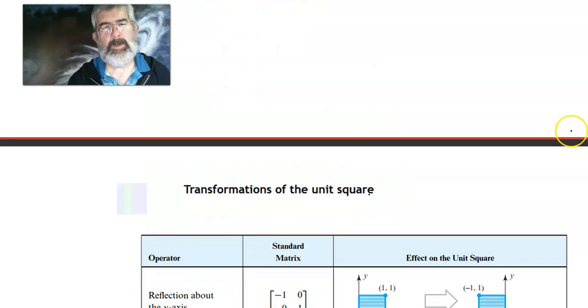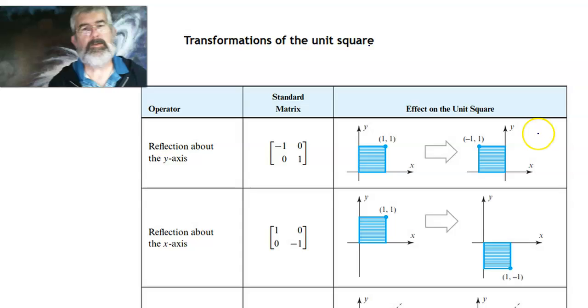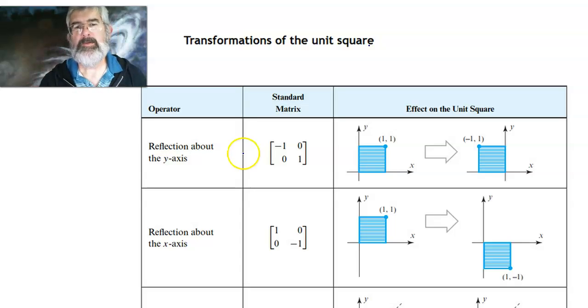Now, a way to visualize transformations is to look at what happens to the unit square. And by the unit square, I mean a square that's got one corner at the origin, one corner at 1, 0, one corner at 0, 1, and the other corner out here at 1, 1. And you say, what does the transformation do to that square? It gives you an idea of how the plane is being moved around, right? So for instance, reflection about the y-axis. This square gets flopped over to that one.